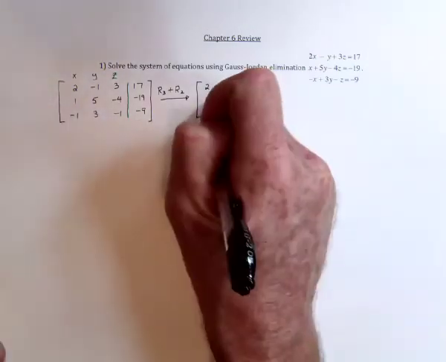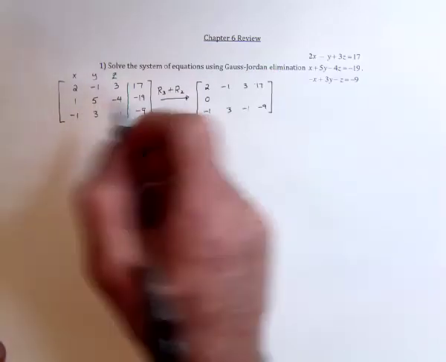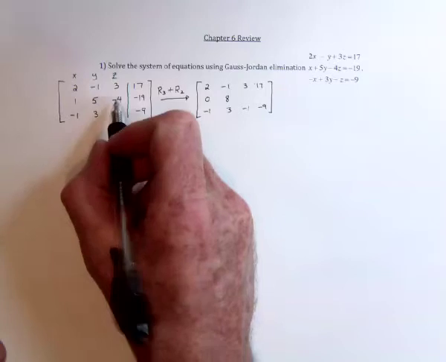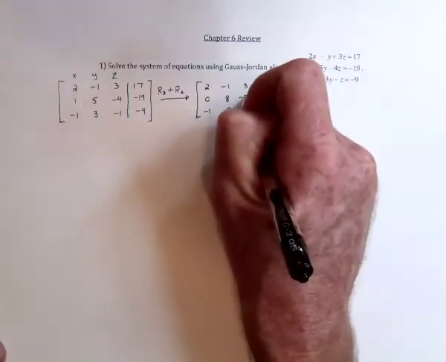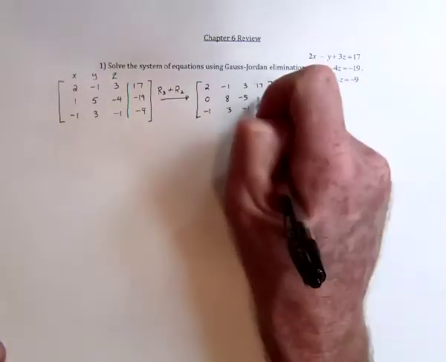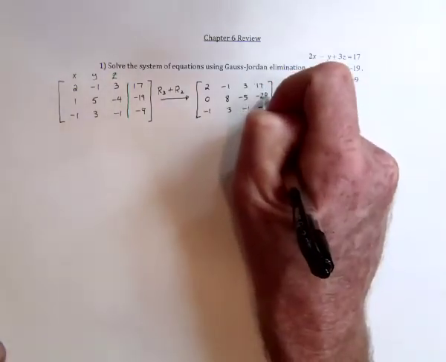So when you add this to that, we get a 0. Add these two, it's an 8. A -1 added to -4 is -5. And then a -9 and -19 is -28.